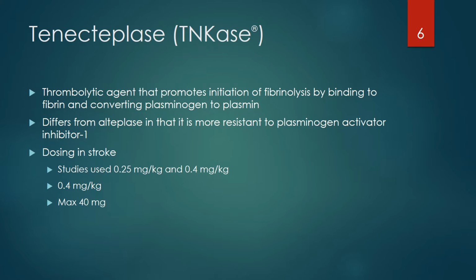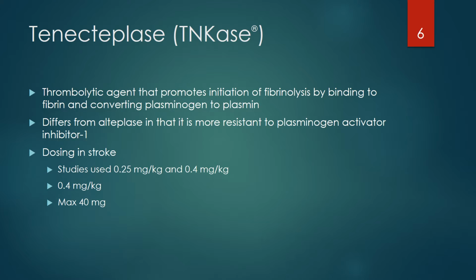So to start off, we are going to talk about tenecteplase. Brand name is TNKase. It is a thrombolytic agent that promotes initiation of fibrinolysis by binding to fibrin and converting plasminogen to plasmin. So its mechanism is very similar to that of alteplase. However, it differs from alteplase in that it is a little bit more resistant to plasminogen activator inhibitor 1. So it has a little bit longer half-life, which we'll talk about in a minute.